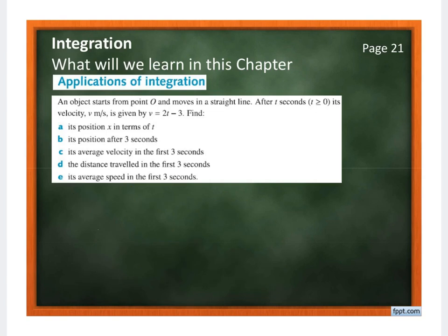B, find its position after 3 seconds. We got x equal t squared minus 3t. So the position after 3 seconds: substitute t equals 3, 3 squared minus 3 times 3, 9 minus 9. So the position x is equal to 0 meters.